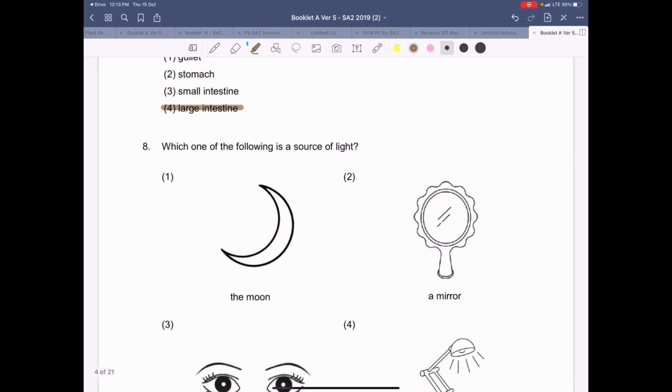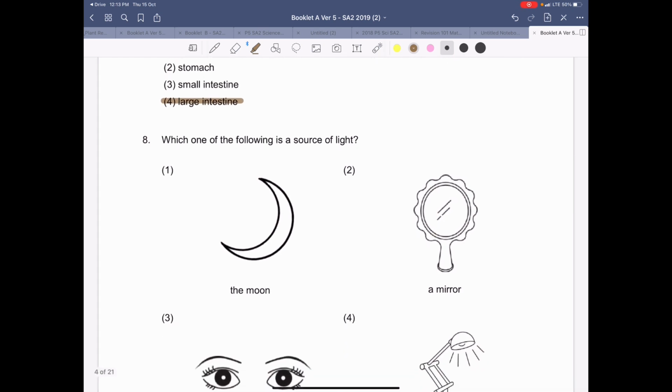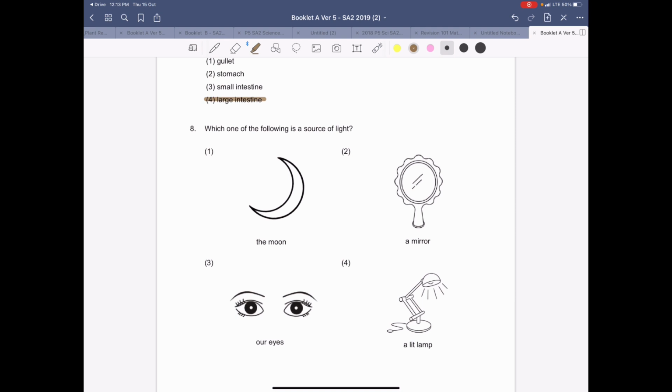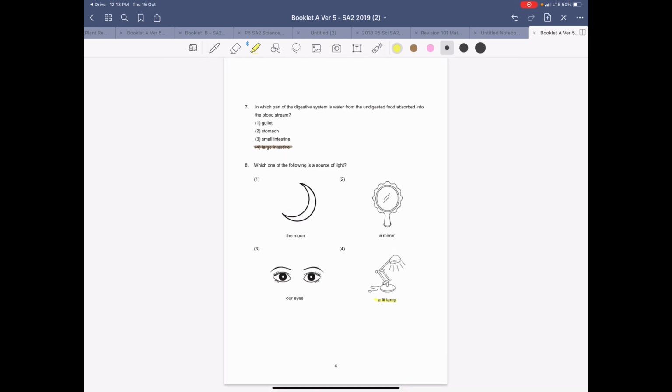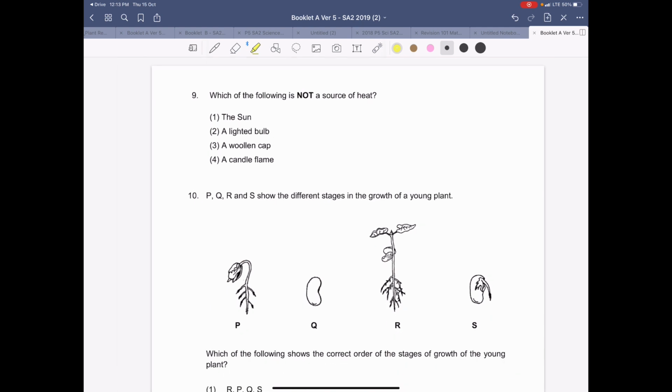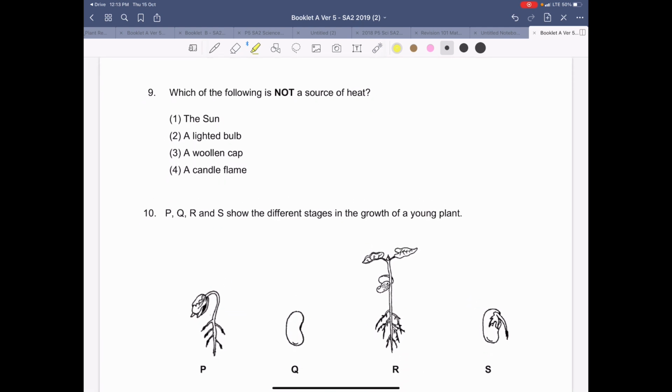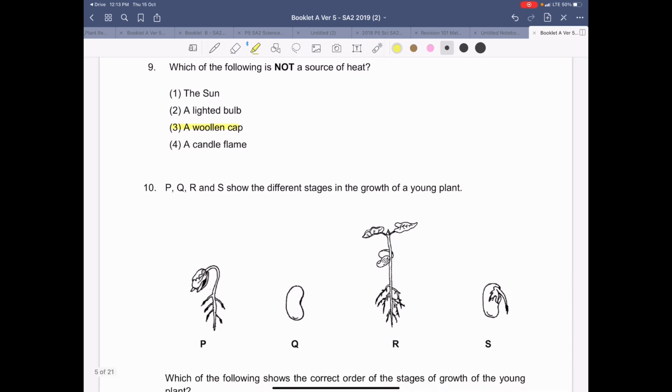Now, which of the following is a source of light? Okay, so a lit lamp. Straightforward. Next, question 9. Which of the following is not a source of heat? A woolen cap. Very good. The rest they all give out heat. And light. Usually they come together, but there are things that have heat and no light. For example, a hair dryer, it's got heat but no light. Okay, just beware.